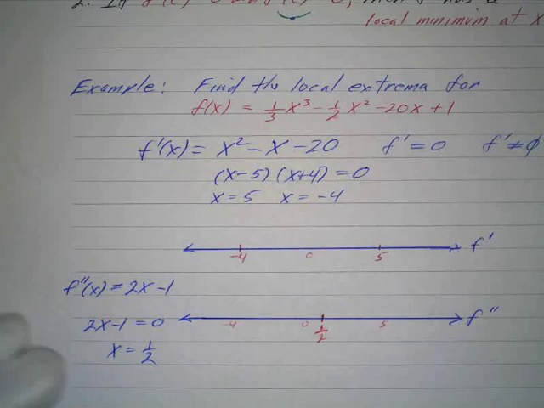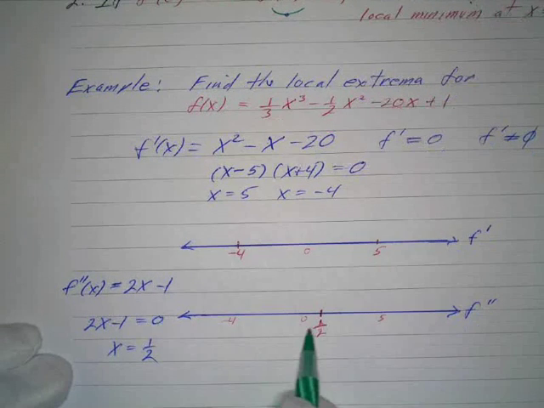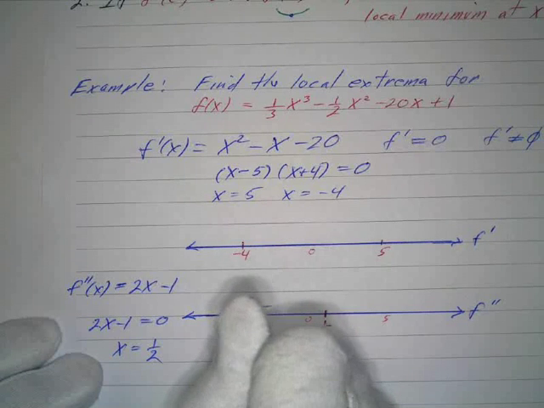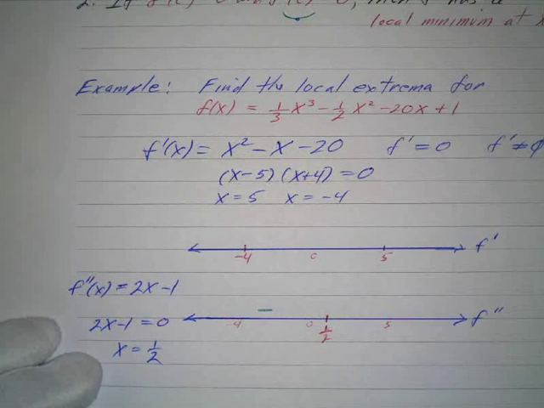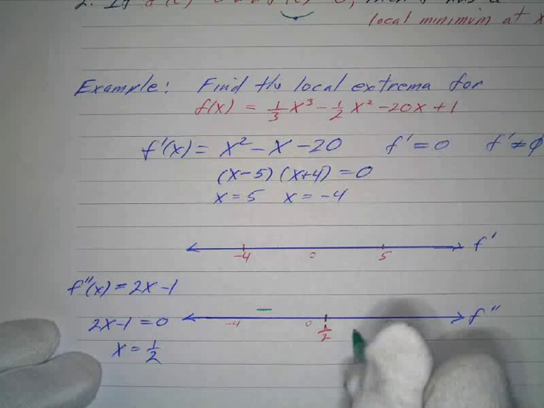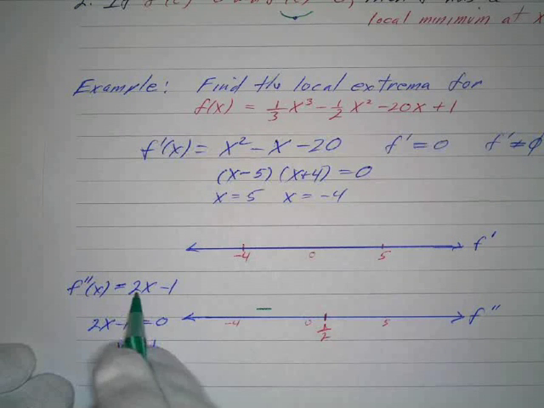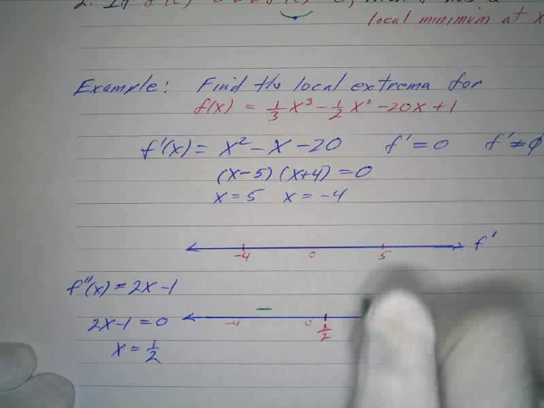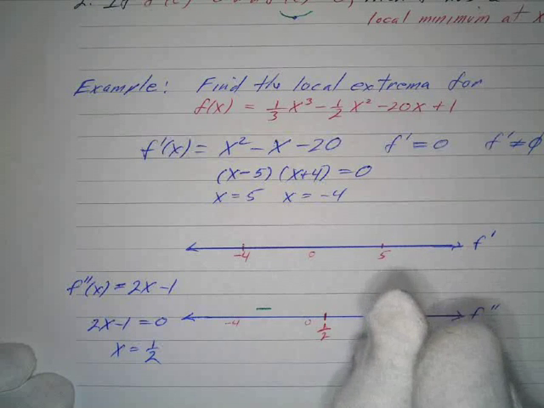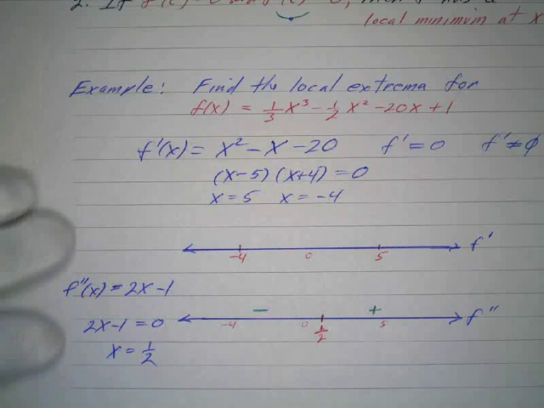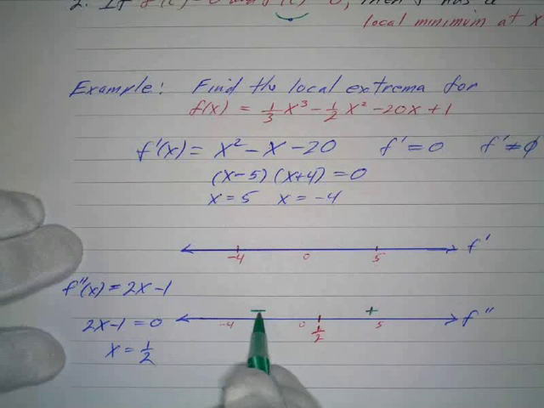And over here, I can put 0 in, and if I put 0 in, I've got negative, so that's easy. And then if I put 5 in, doesn't matter, 2 times 5 is 10, minus 1, that's definitely positive, so I definitely have a point of inflection because concavity changes.